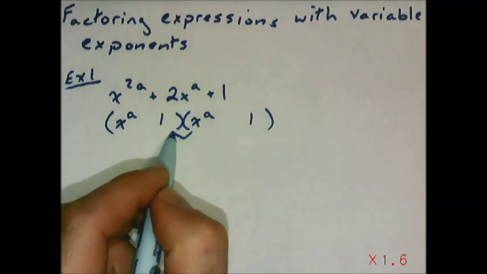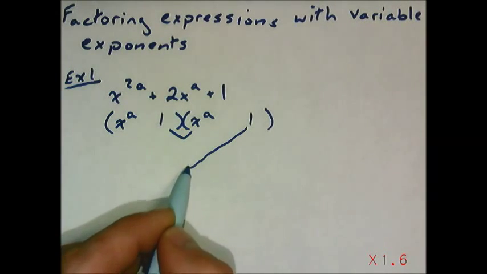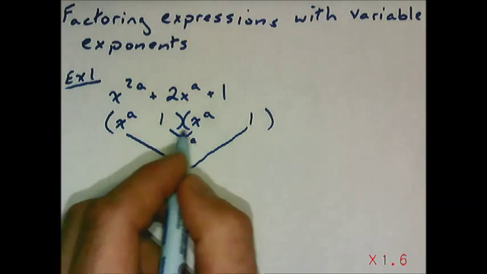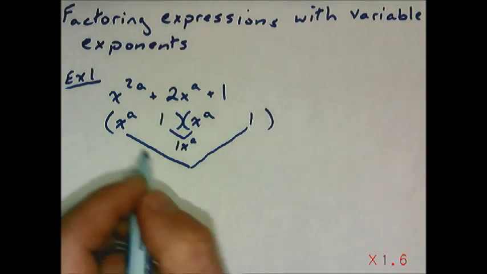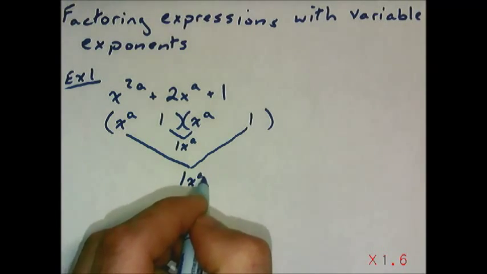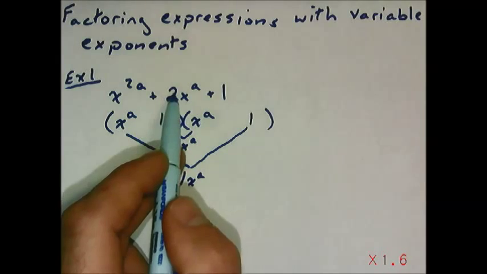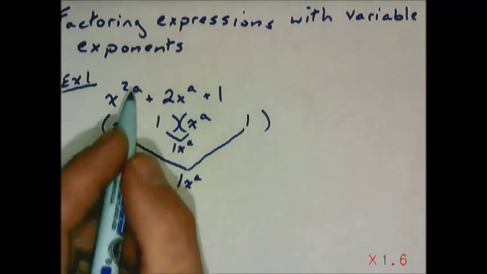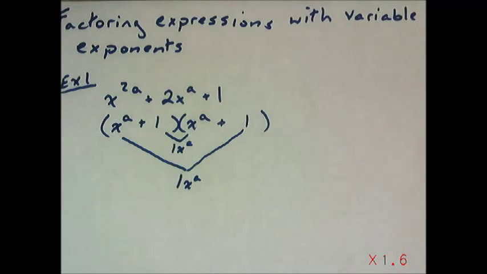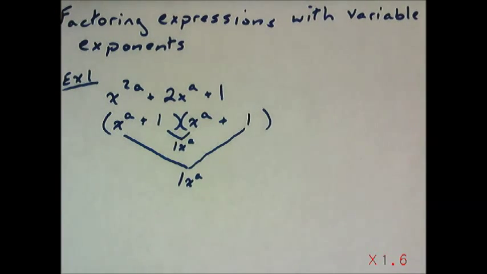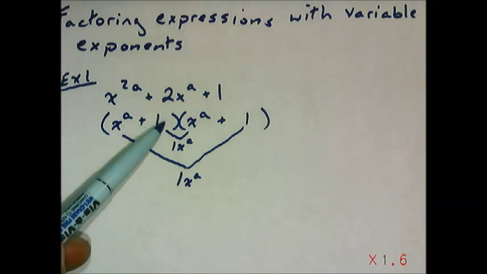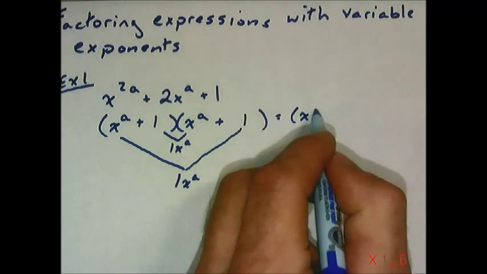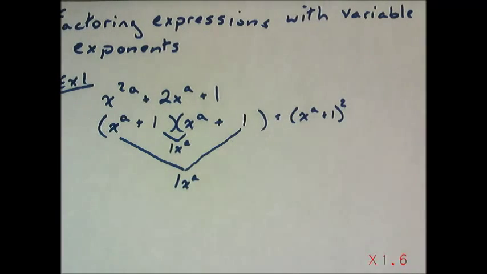Remember, we multiply the two inside and also the two outside and add those together. So here we get 1x to the a, and multiplying the outsides, we get 1x to the a. When I add those two together, it's got to give me that middle term. So in order to give me a positive 2x to the a, both of these terms will have to be positive. And there's going to be my final answer: x to the a plus 1 times x to the a plus 1. We could also write this as x to the a plus 1 squared.